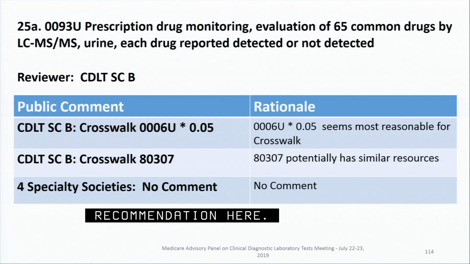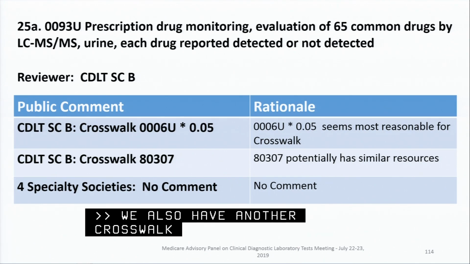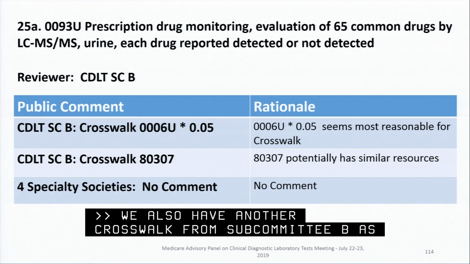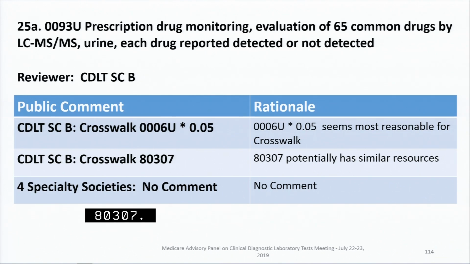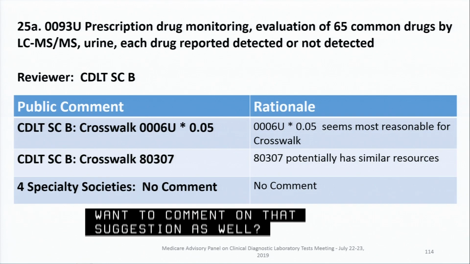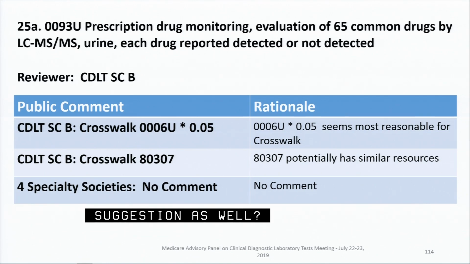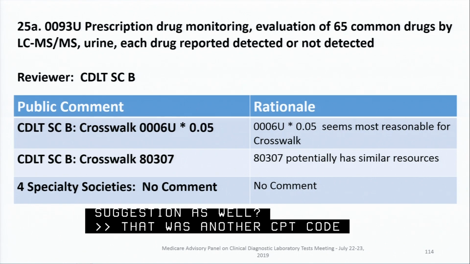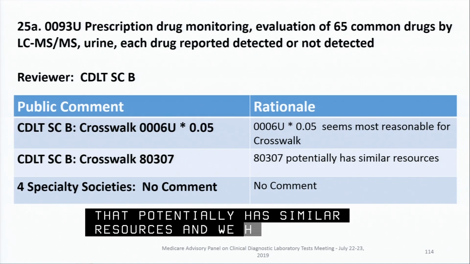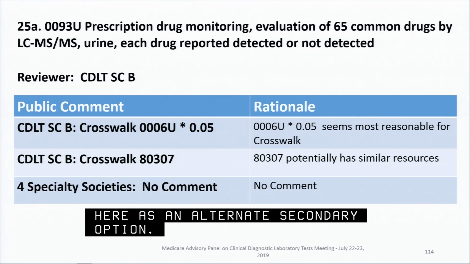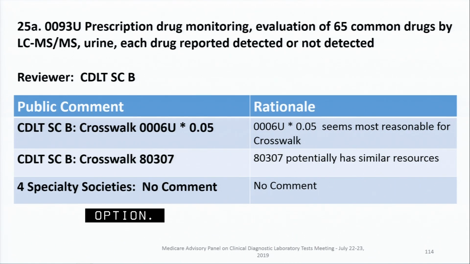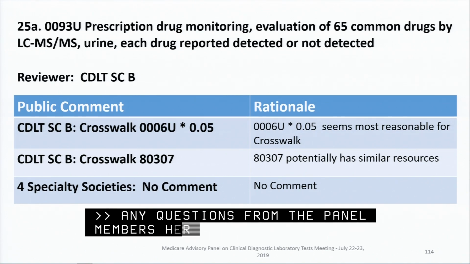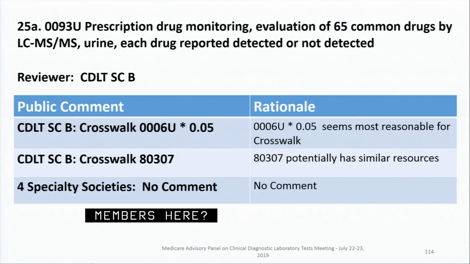We also have another crosswalk from Subcommittee B as 80307. Do the members of Subcommittee B want to comment on that suggestion as well? That was another CPT code that potentially has similar resources, and so we've listed it here as an alternate secondary option. Any questions from the panel members here? This is Vicki Baselski. May I ask, please, what the justification for the 0.05 is?